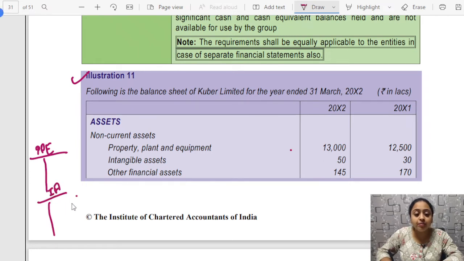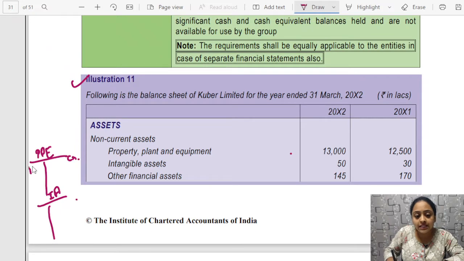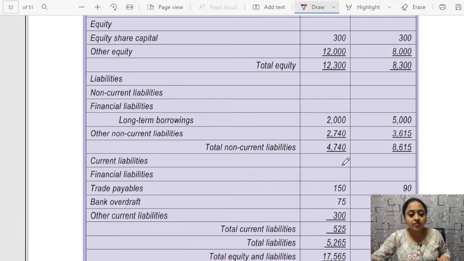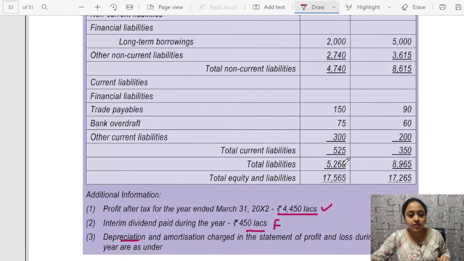Making a ledger makes the chances of errors very less. You know how to make it. If there is a debit balance, you write it on the debit side, and credit on the credit side. This is how you will make a ledger. For the intangible asset as well, the opening figure is 30, the closing figure is 50, and the depreciation is 20. The remaining part will be adjusted, either an increase or decrease, and whatever the increase or decrease is will be an investing activity.